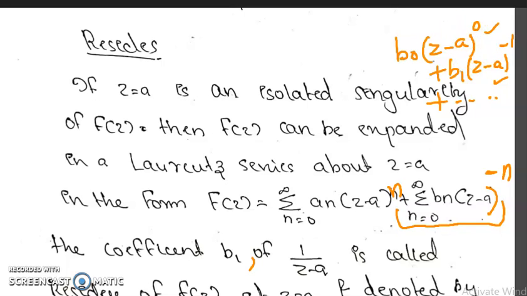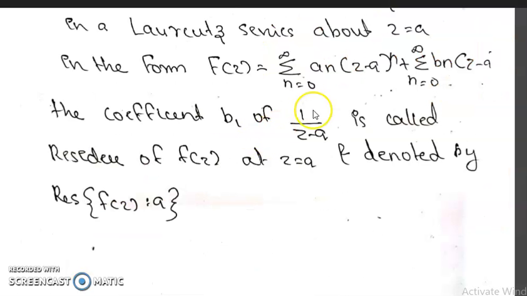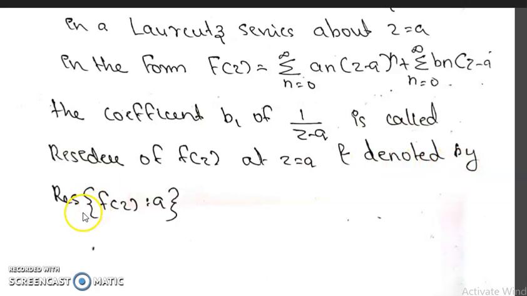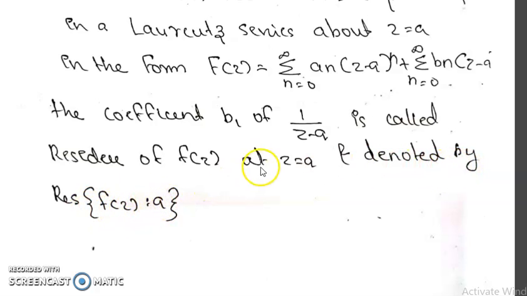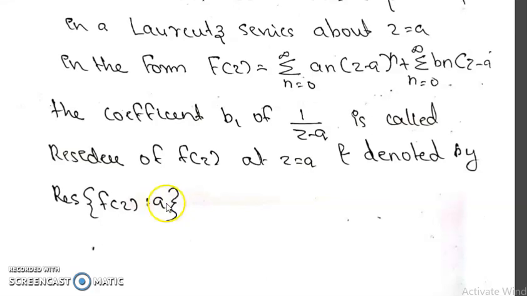What is the coefficient of b1? It is z minus a the whole inverse, that is 1 by z minus a. This is called the residue. The residue of f of z at z equal to a is denoted by residue f of z at the point a.